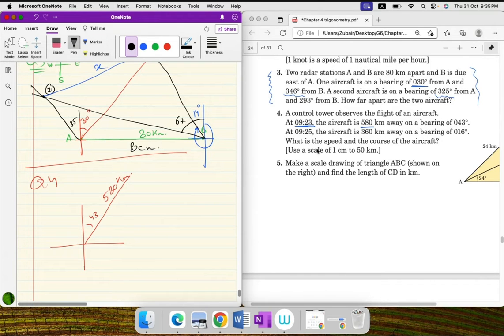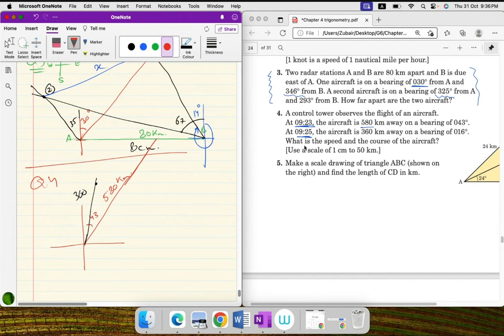Away on a bearing of 43, and at 9:25, that is 2 minutes later, the aircraft is 360 kilometers away on a bearing of 16 degrees. So 16 degrees is this, and it is 360 kilometers away. And I'm just increasing the length of 580.